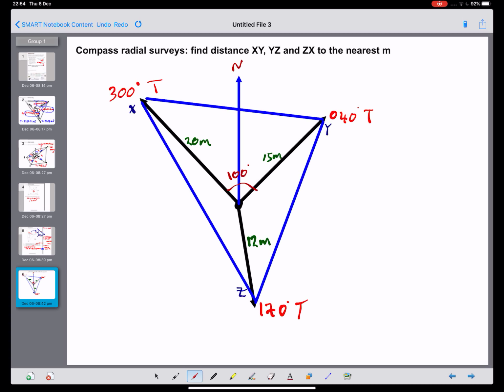Okay, we can subtract here. 170 minus 40 is 130. And then 170 to 200 is 130. Okay, and we're just going to do a final check that they all add up to 360. 100, 130, 130 is 360. Okay, now I want you to draw individual triangles to make sure you can find the distances. Okay, so let's have a go at doing that then.